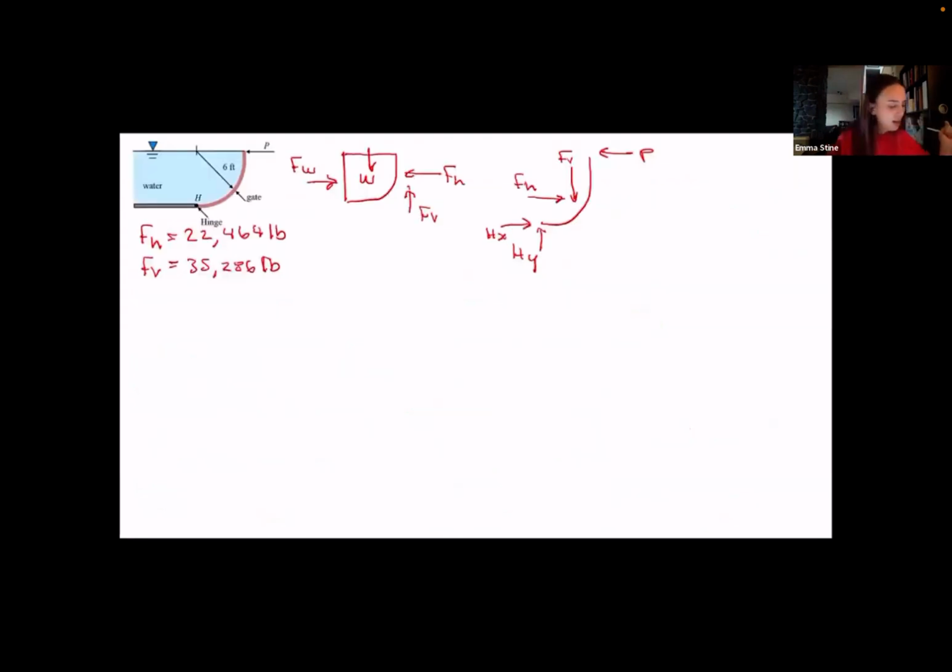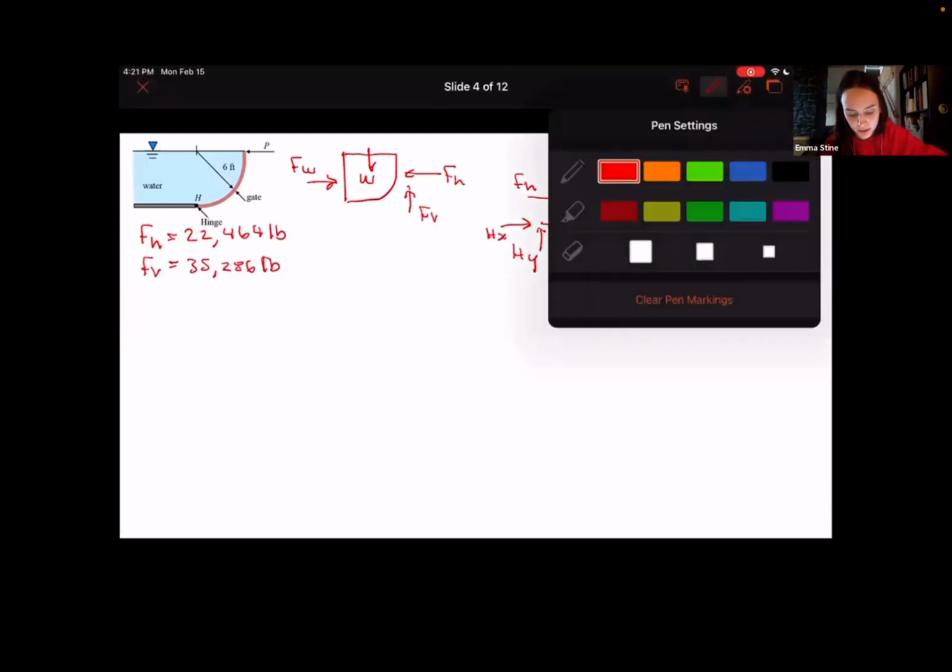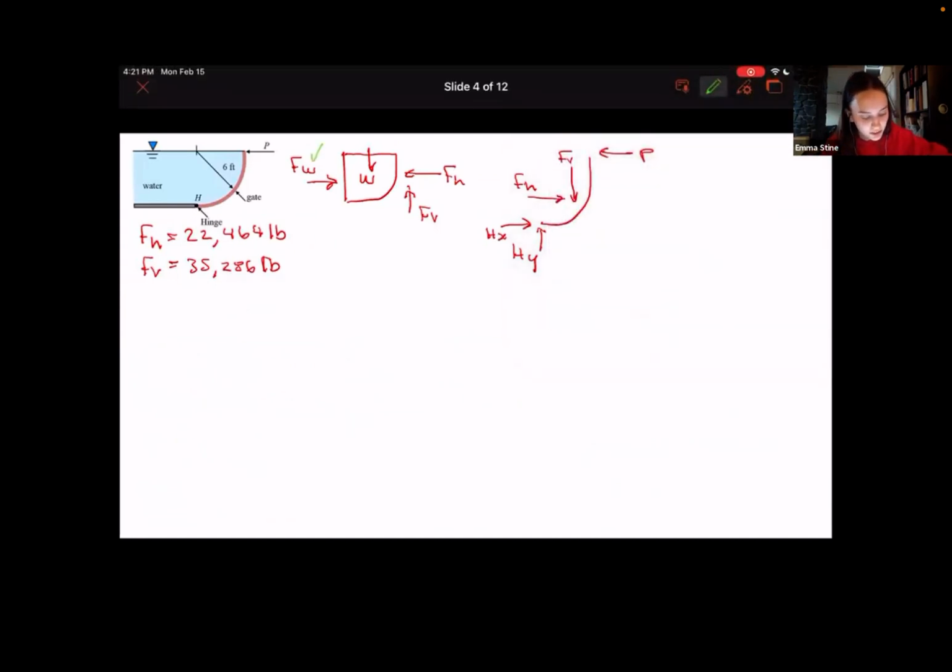Okay, so let's see what we know and what we don't know. We know this, we know this, we know this, we know this, we know this. We don't know that, we don't know that, we don't know that. So I have to move over to this scarier free body diagram. I could do all the forces in y and all the forces in x and get 3 equations with 3 unknowns, which is awesome.